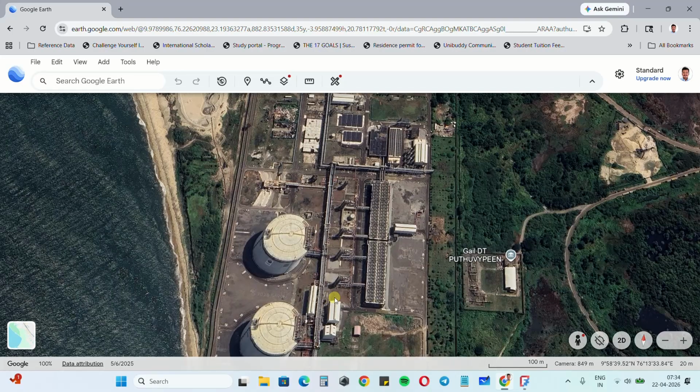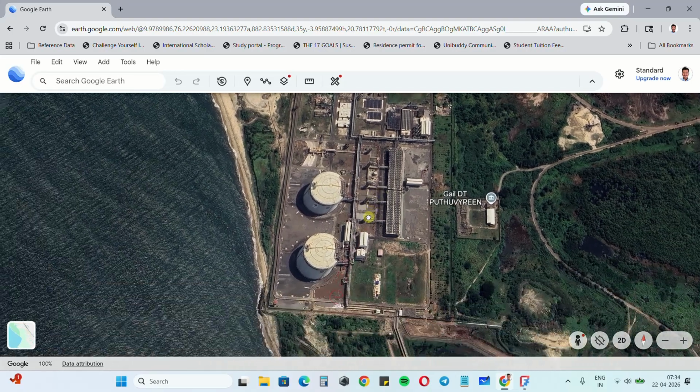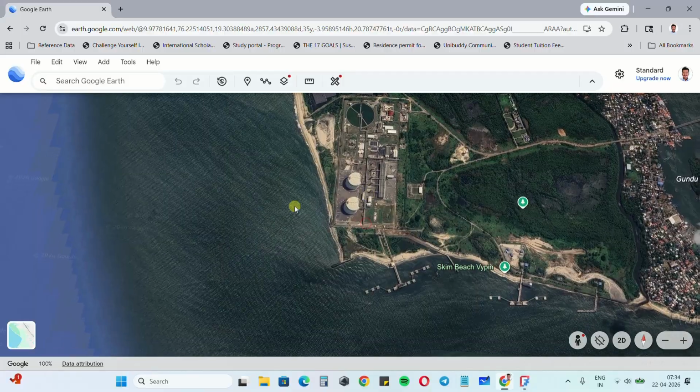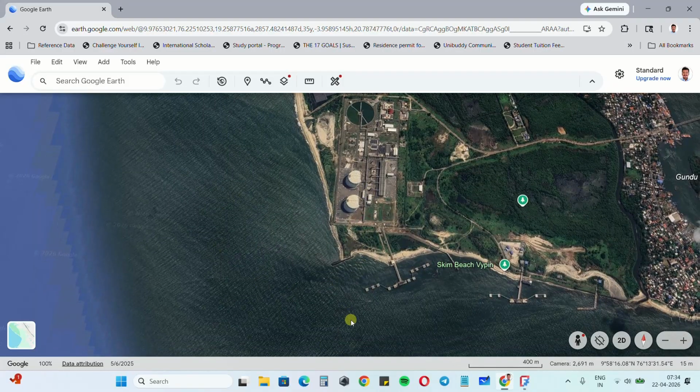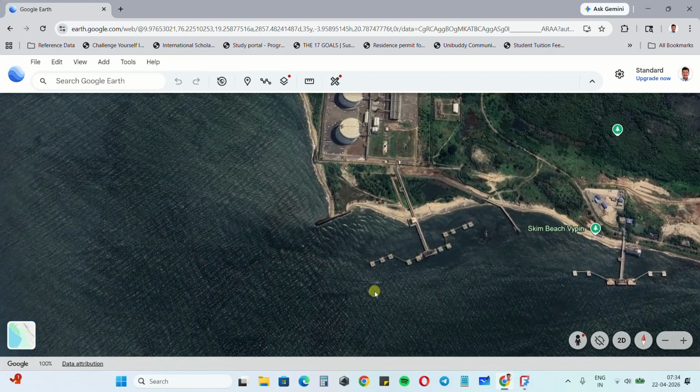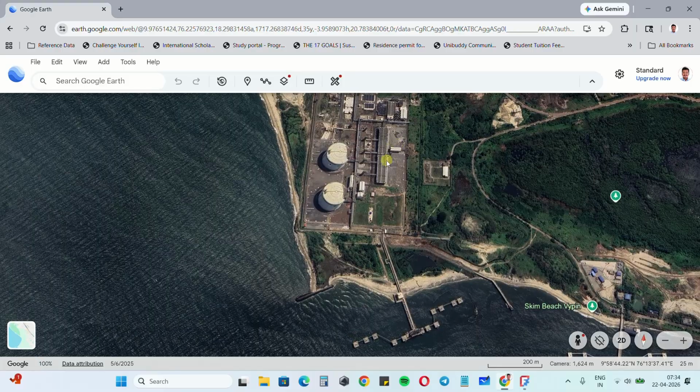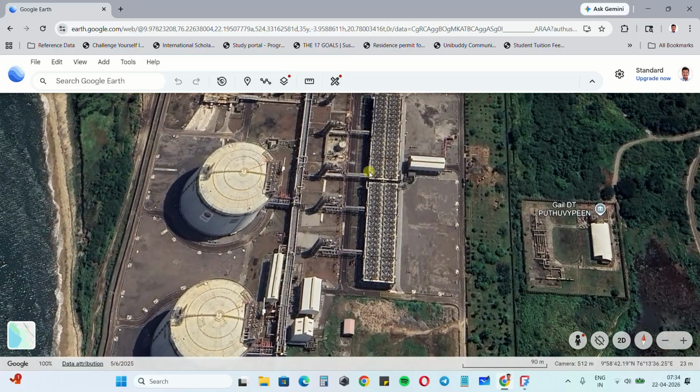Okay, and another thing is the location of the plant. So you have sea on the west side and on the south side, and in the simulation we will be considering a flow direction which is parallel to the length of the heat exchanger stack.